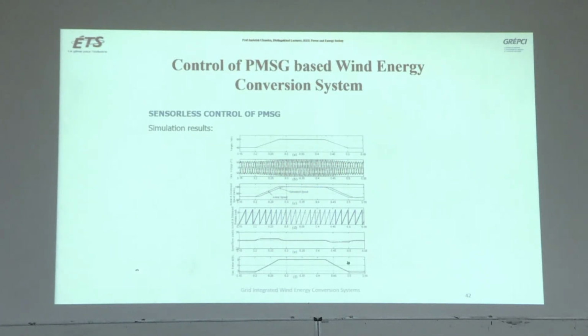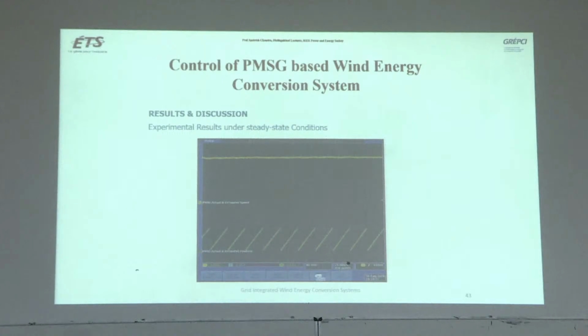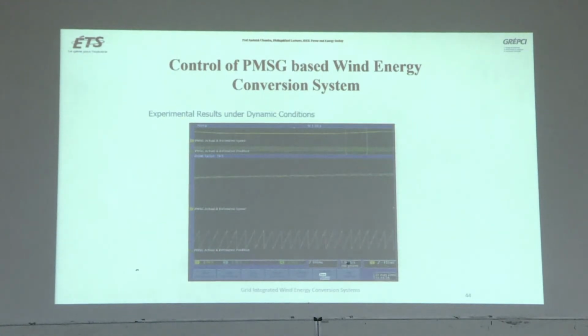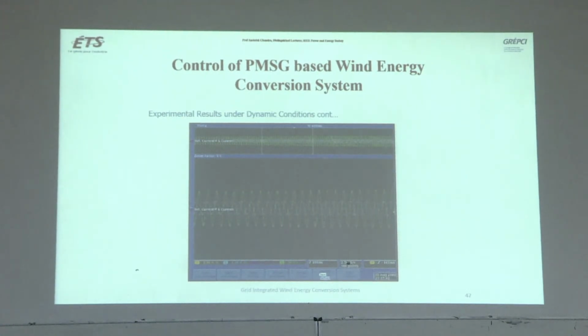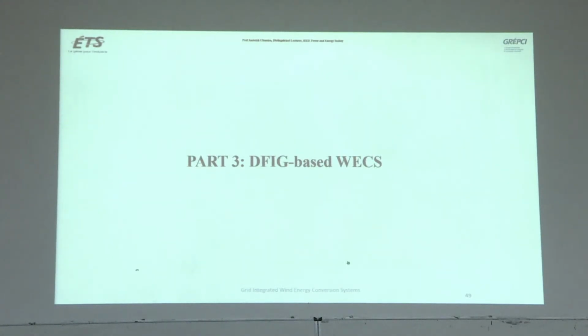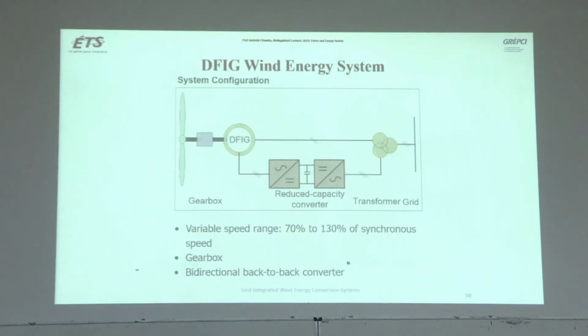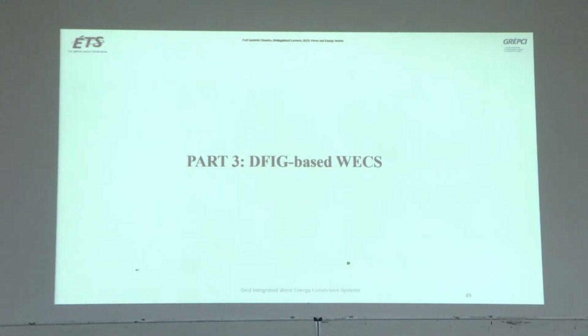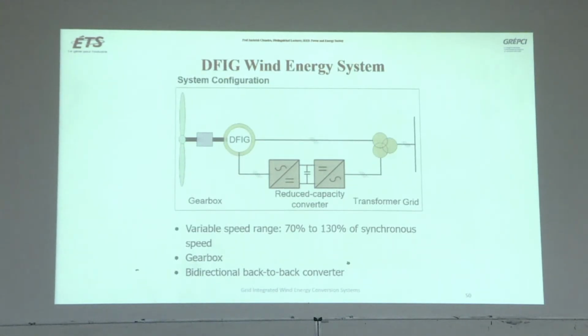I think I have less time, so I should speed up. So this is the error in speed estimation. The student had small errors while the ramp is there, and position was okay. And then these are hardware implementation. So I will speed up, I will not explain those things. Now coming to doubly fed induction generator based wind energy conversion system.